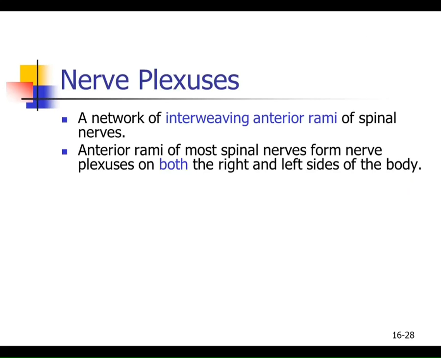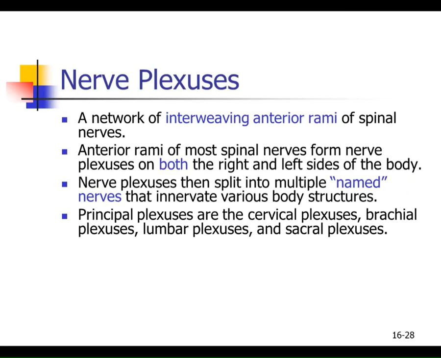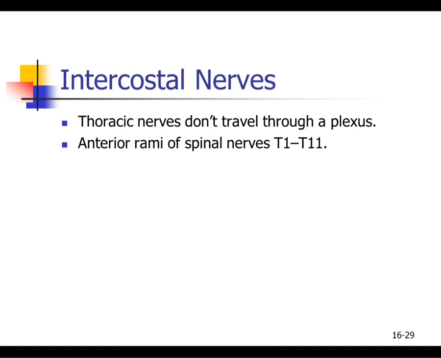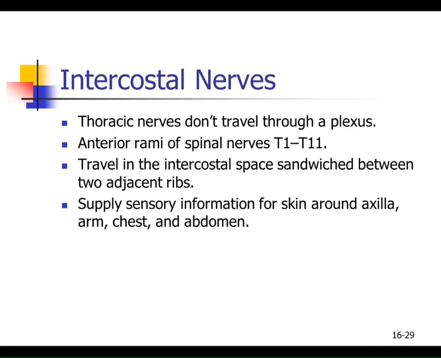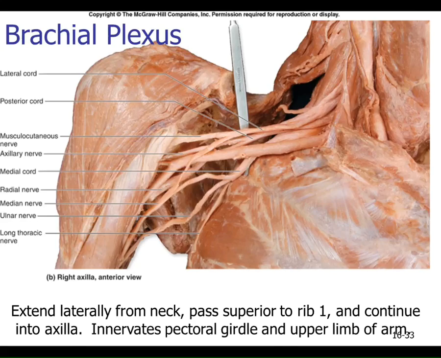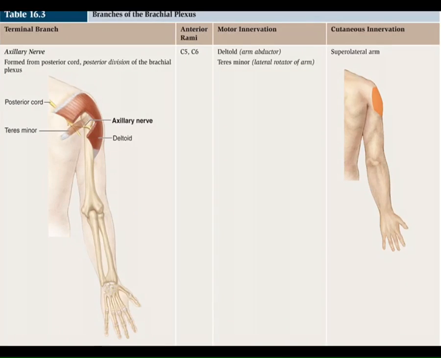A group of nerves traveling together is a plexus, and there are 4 plexuses that we've discussed in lab. The intercostal nerves do not form a plexus because they are separated already by the ribs. And then we went through the 4 plexuses, right? So you can identify the plexus.